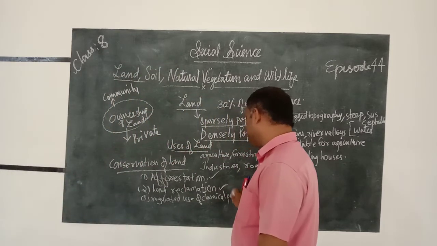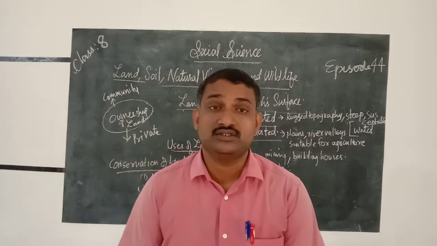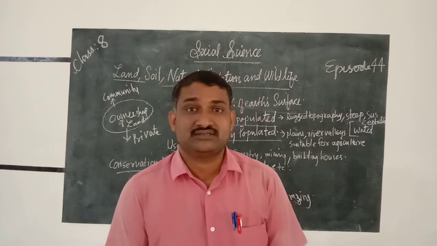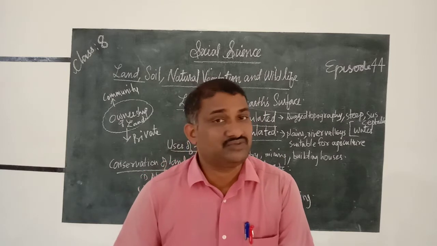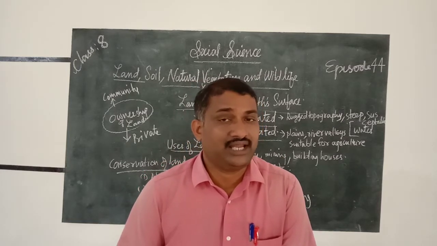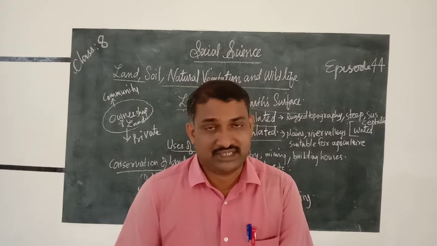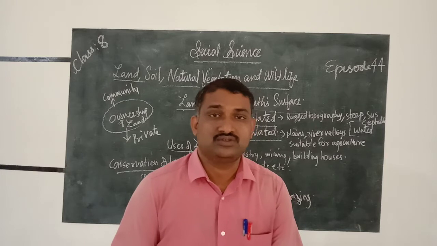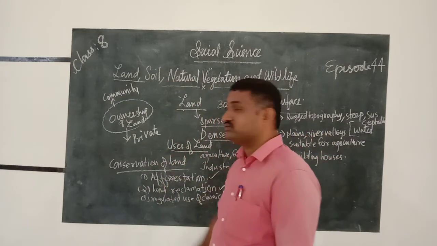Next one is regulated use of chemical fertilizers and pesticides. The regulated use of chemicals and fertilizers. Chemicals are very harmful to the land or earth. So we must regulate or control the use of chemicals and even pesticides, so that we can conserve the land.